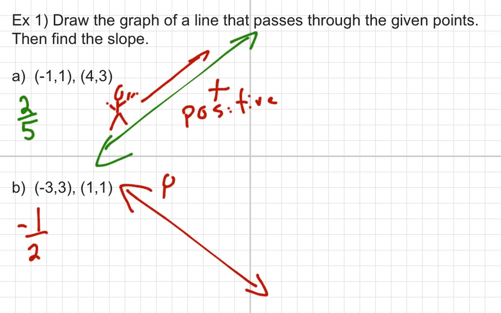For part B, if this is you, okay, well, what direction are you going? You're going down the hill now. What kind of numbers go down? Well, they're going to be negative numbers.